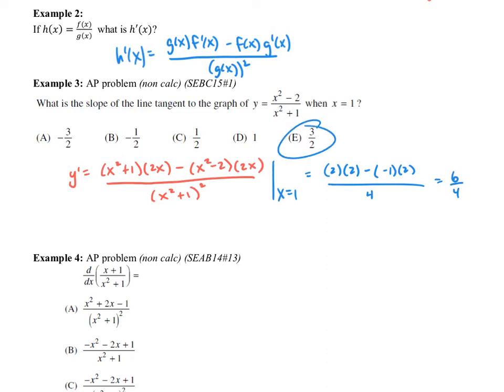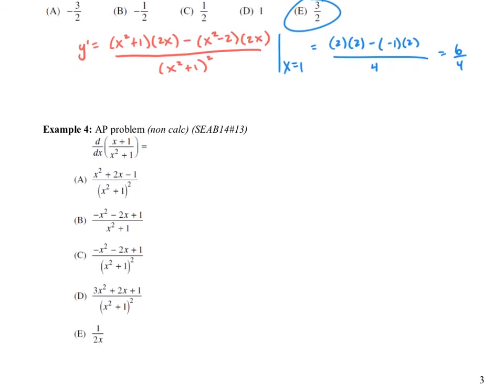Okay, let's try example 4. This is going to be another quotient rule. So we have the derivative equal to the low function multiplied by the derivative of the high function minus the high function multiplied by the derivative of the low function divided by the low function squared. I'll make sure to remember it this time.